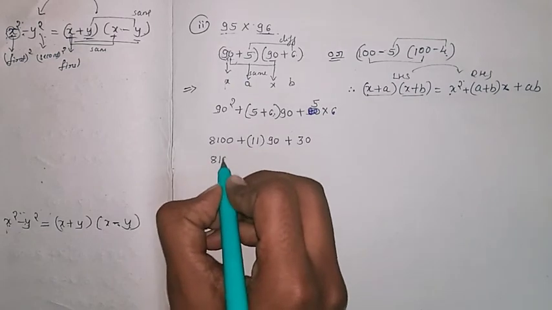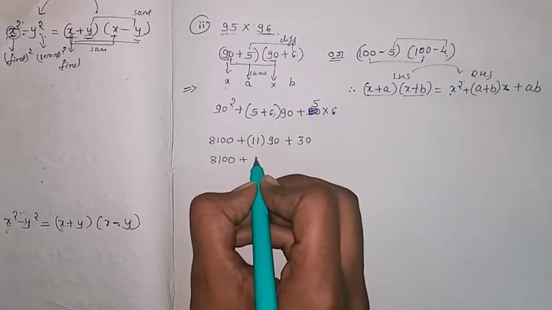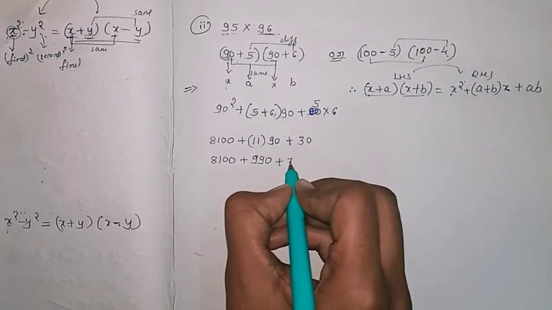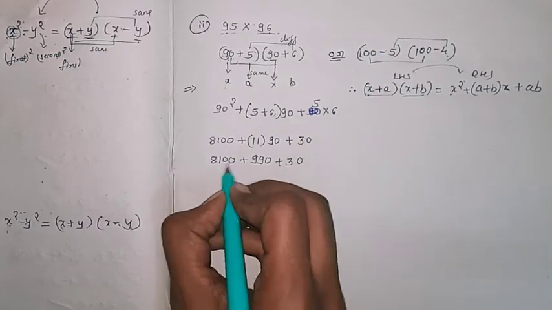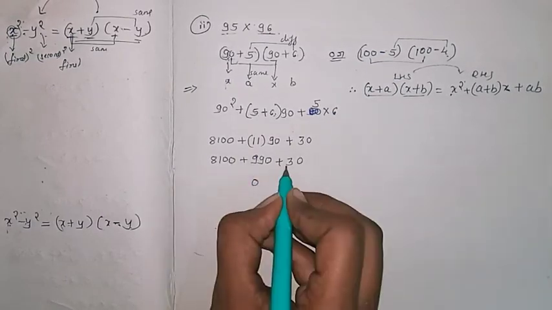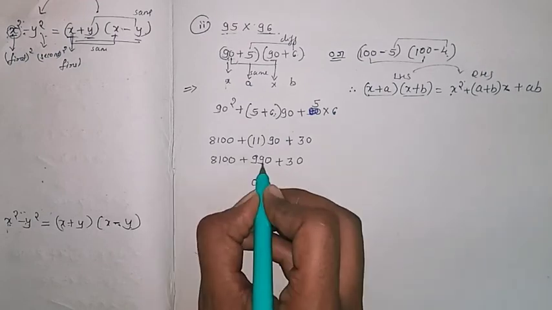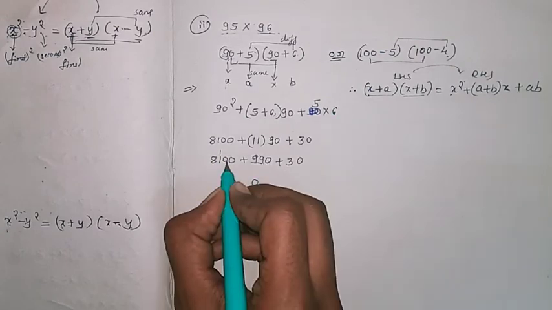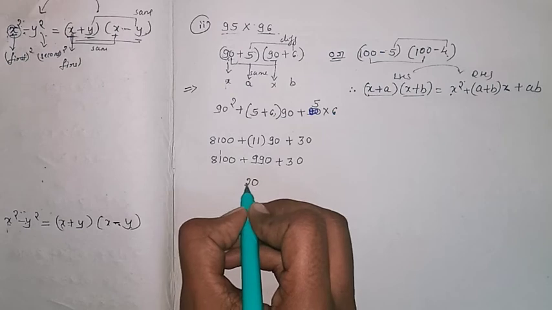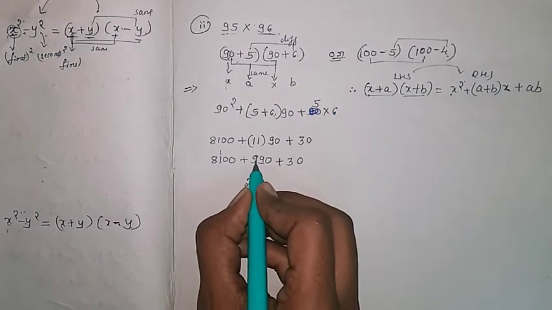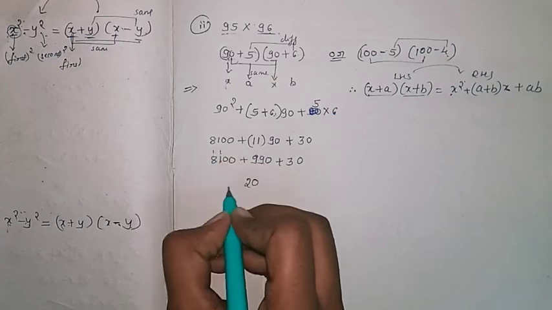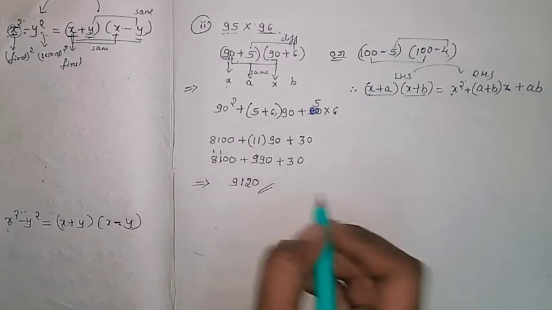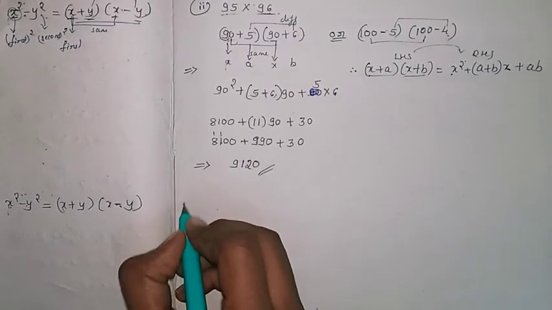Now 8100 plus 11 nines are 99, so 990, plus 30. Now you have to add all the terms. The unit place is 0. In the tens place, 9 plus 3 is 12, so the carryover is 1. Then 1 plus 1 plus 9 is 11, so the carryover is 1, so 8 plus 1 is 9. So 9120 is our required answer. So this is the second problem.